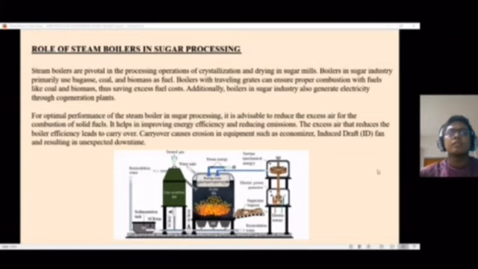For optimal performance of the steam boiler in sugar processing, it is advisable to reduce the excess air for the combustion of solid fuels. It helps in improving energy efficiency and reducing emissions. The excess air that reduces the boiler efficiency leads to carryover. Carryover causes erosion in equipment such as the economizer and induced draft fans, resulting in unexpected downtime.